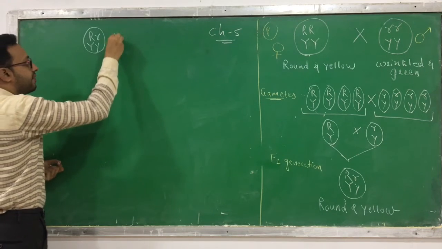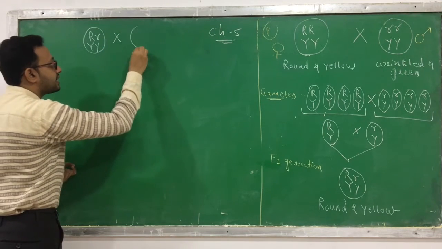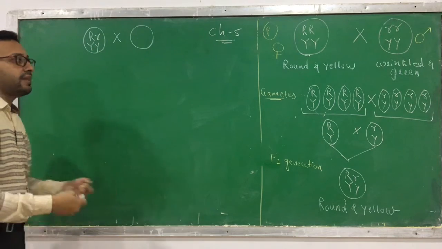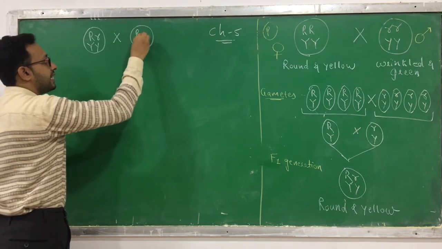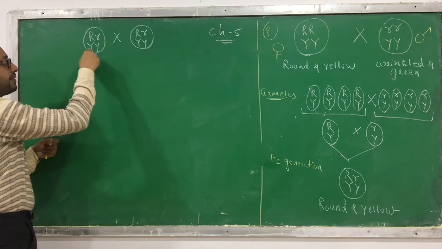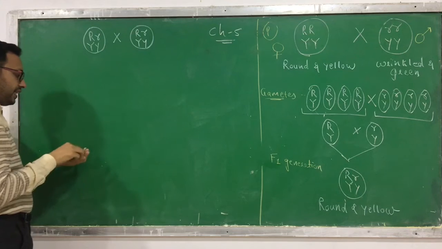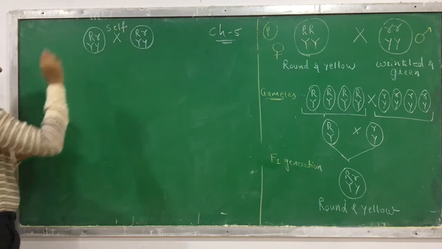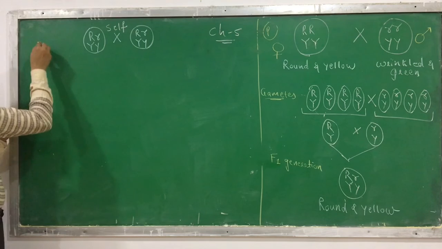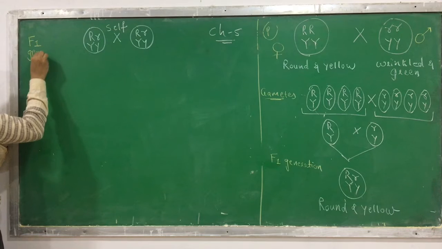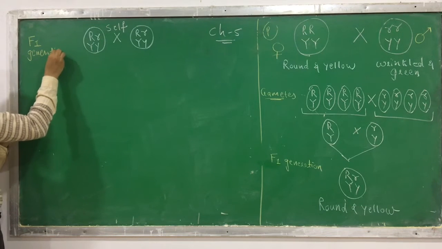Now this F1 generation has been self-crossed. Self-crossed means it is crossed with the same variety of plant from the same generation. So the same variety, capital R, small r, capital Y, small y, is crossed with the same variety. This is called a self-cross. So here a self-cross is done. I am writing over here, this is the F1 generation. In the F1 generation we are doing a self-cross.